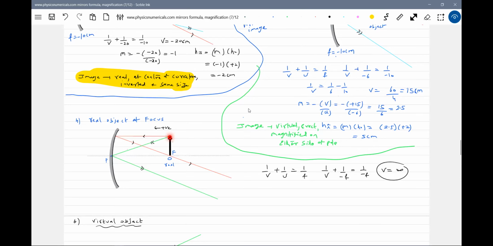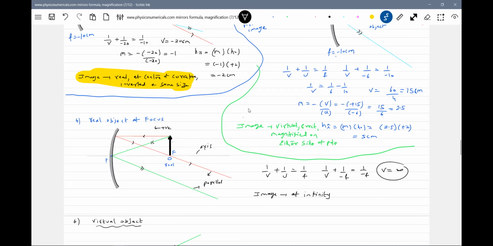So now let's do one thing. I'll send a ray parallel to the axis. The incident ray will strike the mirror parallel to the principal axis, and after reflection it should pass through the focus. Then the other incident ray, which is incident at the pole, is reflected. So these two are parallel now. So if the object is kept at focus, the image will be at infinity.